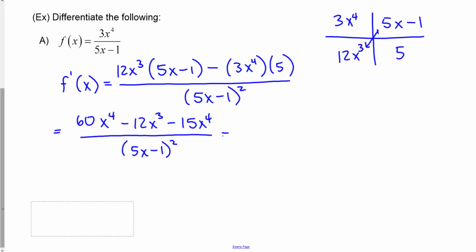The numerator, I now have like terms of x to the fourth. So 60x to the fourth minus 15x to the fourth would be 45x to the fourth. And then minus 12x cubed divided by 5x minus 1 quantity squared. At this point, you could factor out x cubed from the two terms in the numerator. That might be considered simpler. It might be considered simpler to leave it as is. It's arguable at this point, but this is probably an acceptable answer for any instructor that you have.